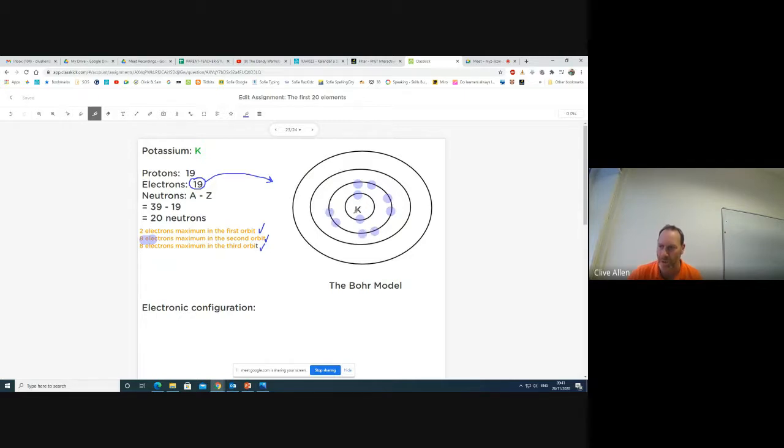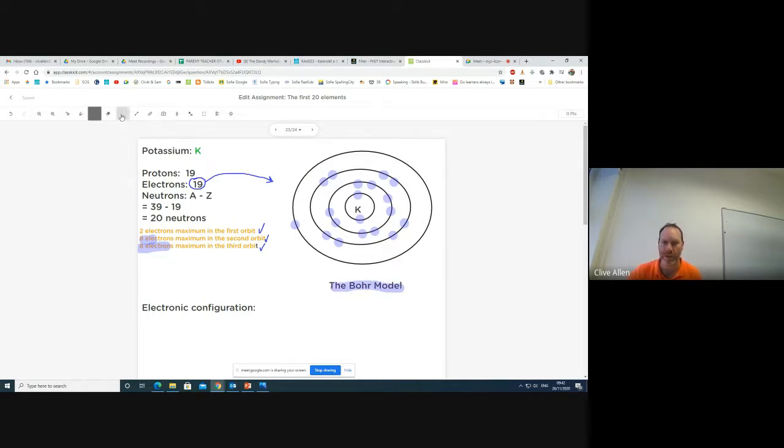Now overall here, we have 2 plus 8, we have 10 electrons so far, but we still have another 9 more to go. So we go to the third orbit, the next orbit. You can fit on 8 electrons here as well. So we go 1, 2, 3, 4, 5, 6, 7, 8. There are 2 on the inside, 8 on the second orbit, and 8 on the third orbit. That is 2 plus 8 plus 8 is 18, but we have 19. So you have to put 1 more on the outside. Okay, so that's showing how electrons go into the Bohr model.